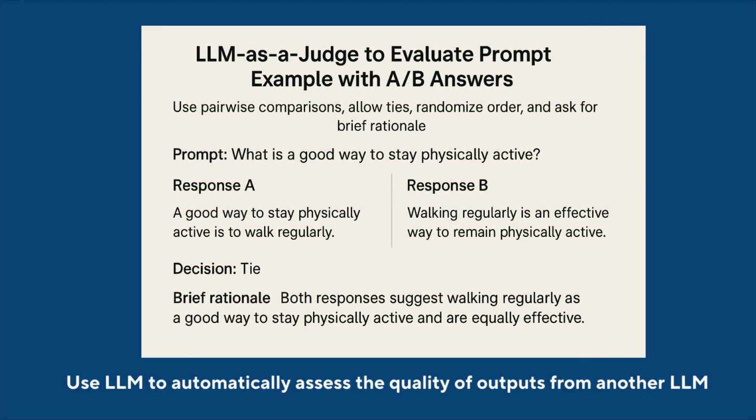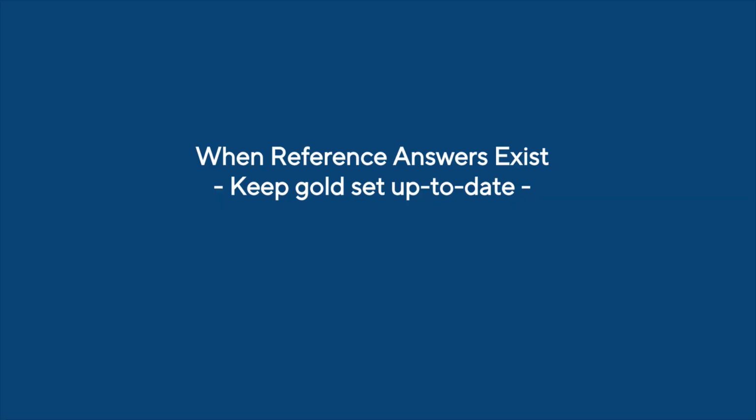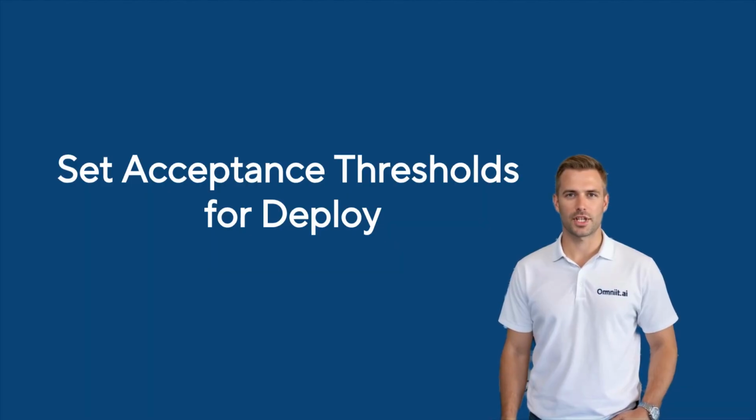The evaluation then can be scaled with LLM-as-a-Judge. Use pairwise comparisons, allow ties, randomize order, and ask for brief rationale. For things like FAQs or policies where reference answers do exist, just compute exactness against known references. Keep a small curated gold set and make sure it's up to date. When it comes to deployment, ship only when faithfulness and answer relevancy measurements all meet expectations across critical slices. Track regressions and standardize metrics, and integrate them with CI.